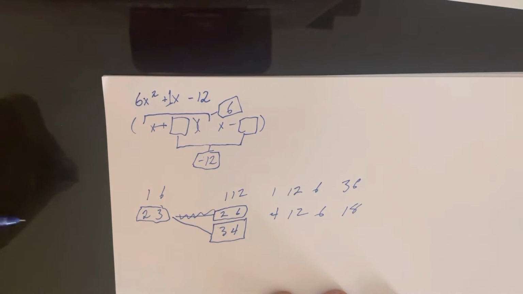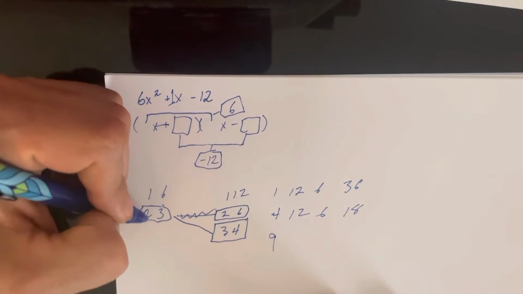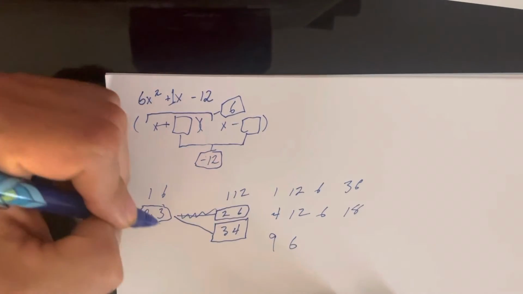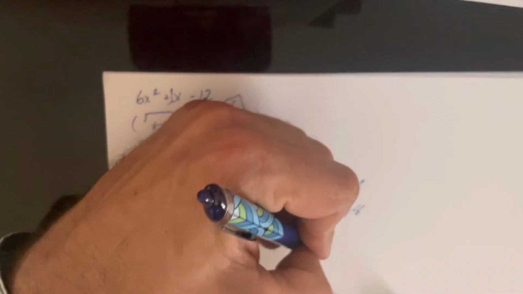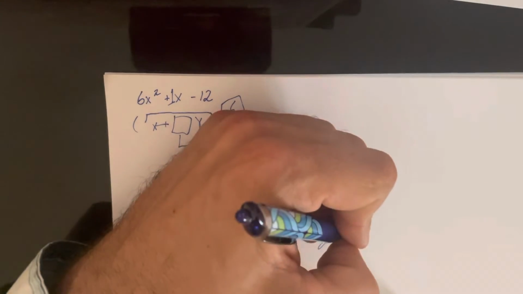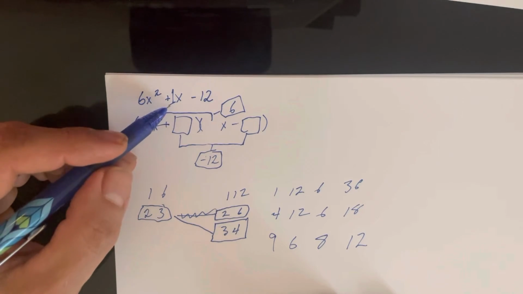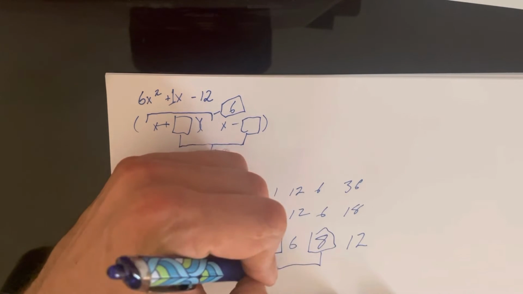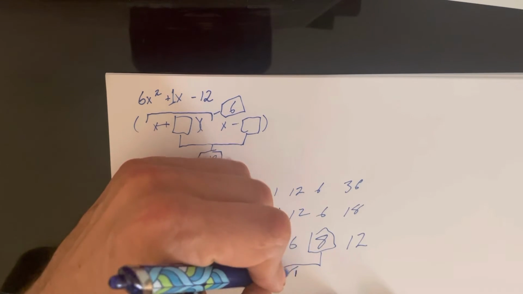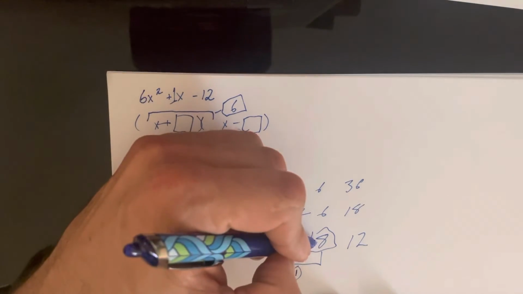Right? I say, well, now I can make a 9. Well, probably should have started there. I can make a 6. I can make an 8. And I can make a 12. Well, I need something that adds up to being 1. Well, look at that. Those are 1 apart, right? So now I just need this to be a positive 1. So this one has to be negative.